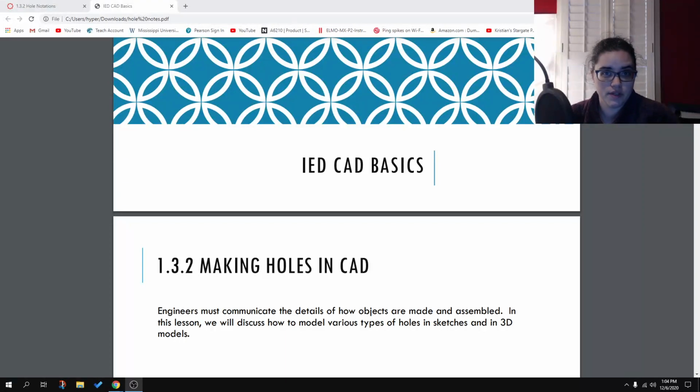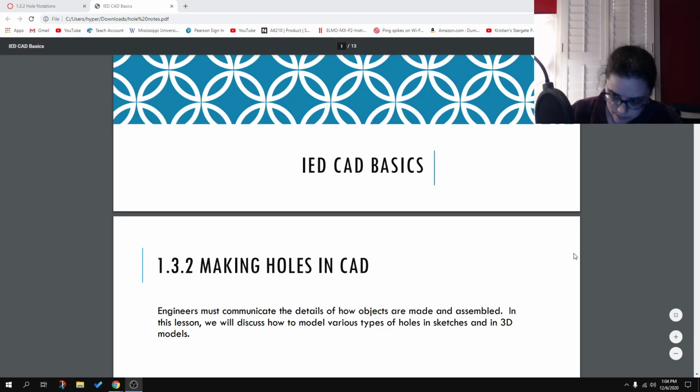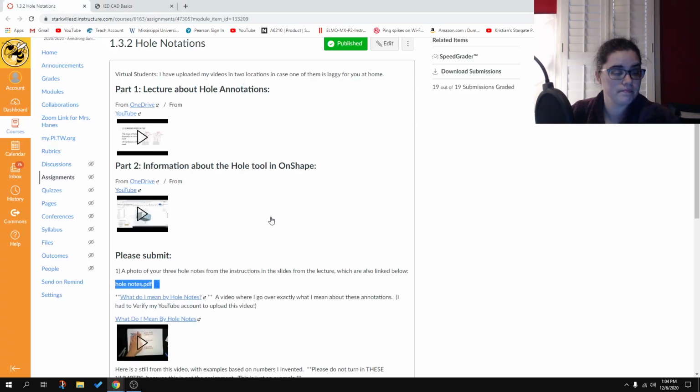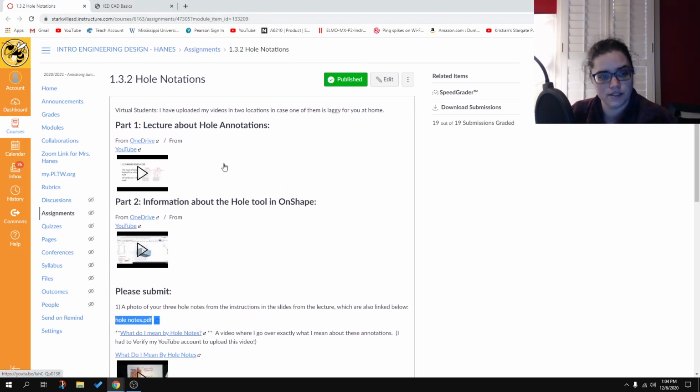Hey guys, I just wanted to go through a walkthrough for 1.3.2 whole notes, the annotations, the handwritten part of this assignment. Things I have open are, hold on, let me move this because every time I move the mouse it touches that sticky note. There we go. So I've got this open, the whole notations assignment in Canvas.